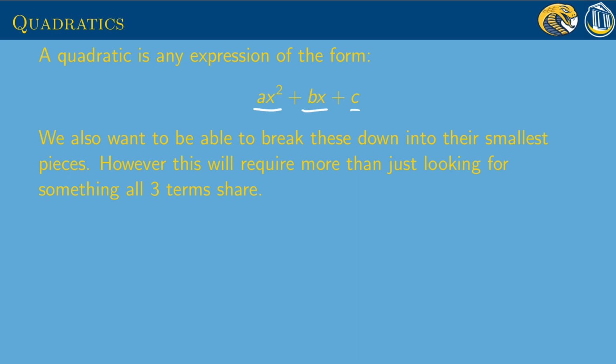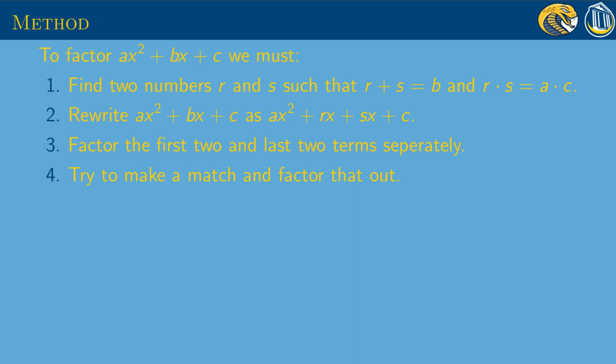However, this is going to take a little more work than before because we aren't going to have really anything in common. Specifically, there aren't any x's that we can pull out of all three terms because of this c. What we need to do is look for two numbers, specifically two numbers that we'll call r and s, that add up to b and that multiply to equal a times c. We'll do an example of this in just a second.